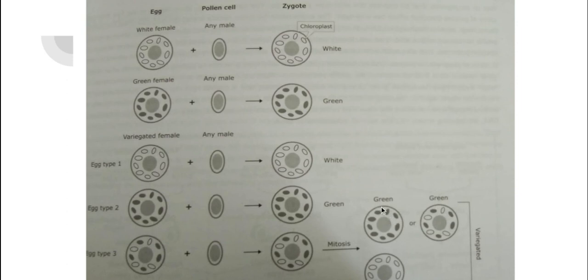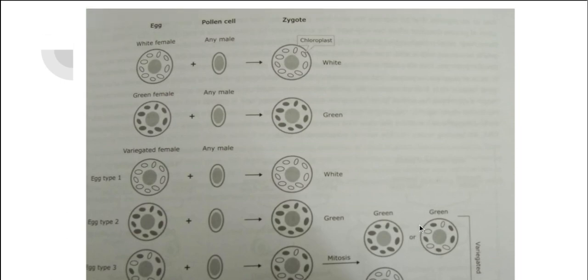So the conclusion here is that the cytoplasm is coming into the progeny from the female parent only. The nucleus is coming from both parents, but the cytoplasmic contribution is from the female parent only. I hope this is all clear to you. Yeah, that's it. Thank you so much.